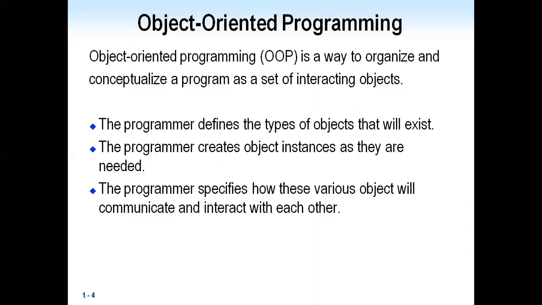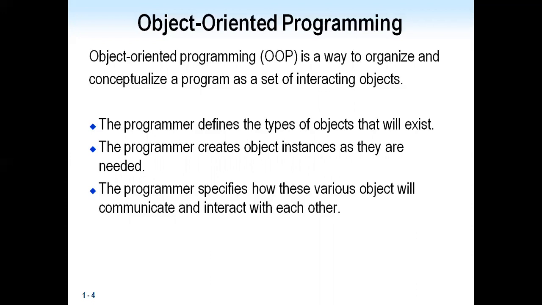The programmer defines the types of objects that exist. Next, the programmer creates object instances as they are needed. Suppose we need an object, we create an object instance. Next, the programmer specifies how these various objects will communicate and interact with each other.